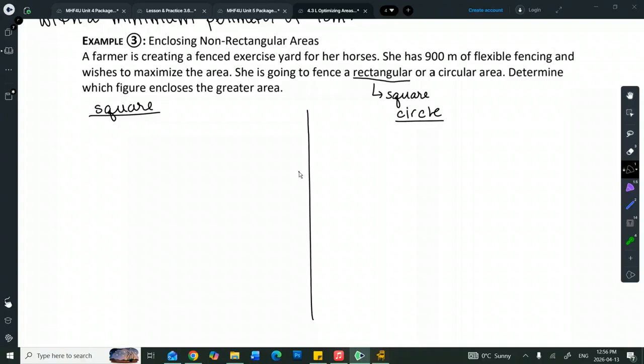So if she has 900 meters of flexible fencing, what is this telling us? Is this area or is this perimeter? Yes. So perimeter equals 900 meters. So if we were to create a square out of that, what are the optimal dimensions of our square if it has to add to 900?